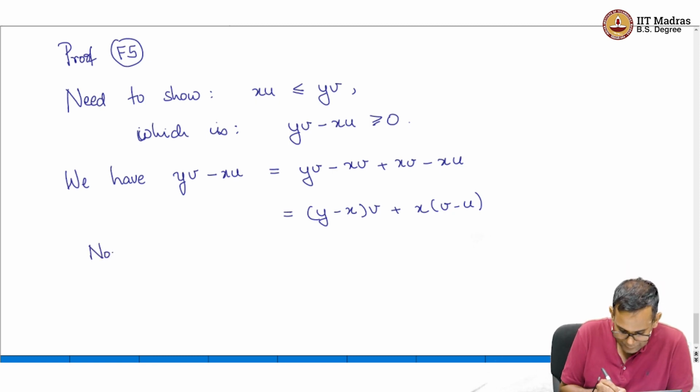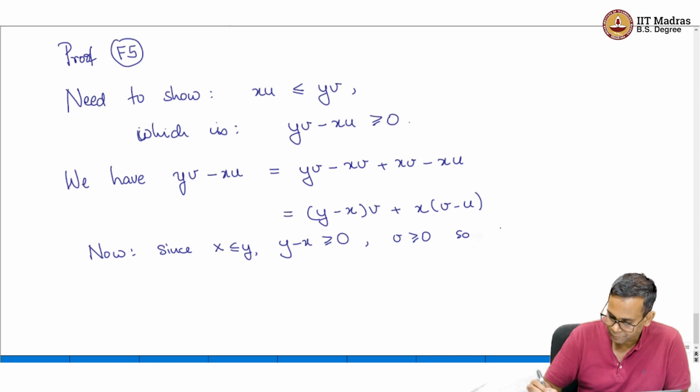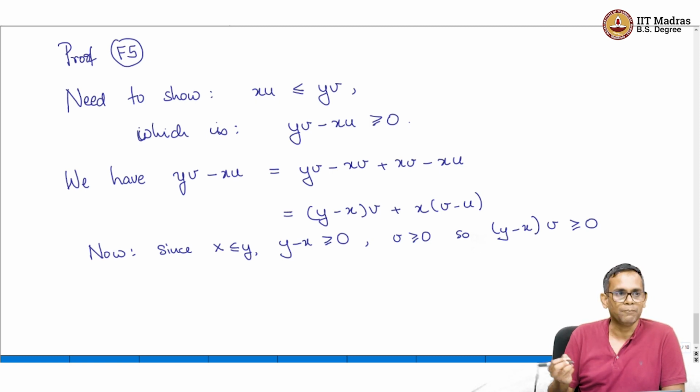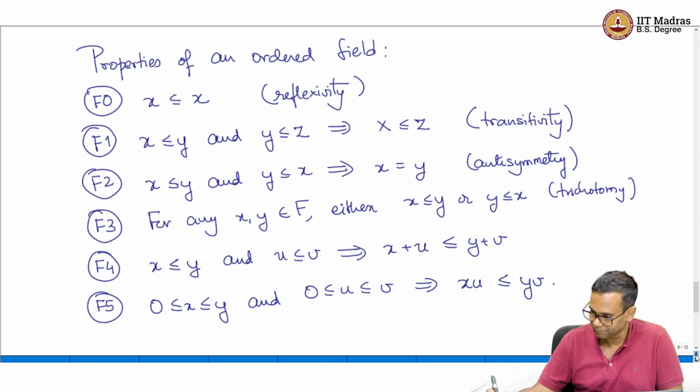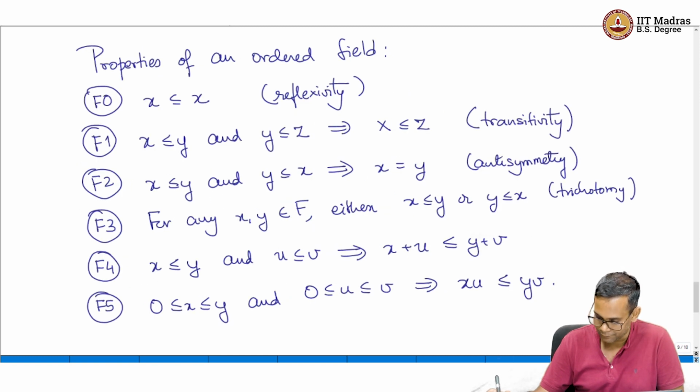Now, since x is less than or equal to y, y minus x is greater than or equal to 0. We already know that v is greater than or equal to 0. So, this means that (y minus x) into v is greater than or equal to 0 by P prime 2, what I had called P prime 2 earlier: if you have two non-negative numbers, then their product is non-negative.